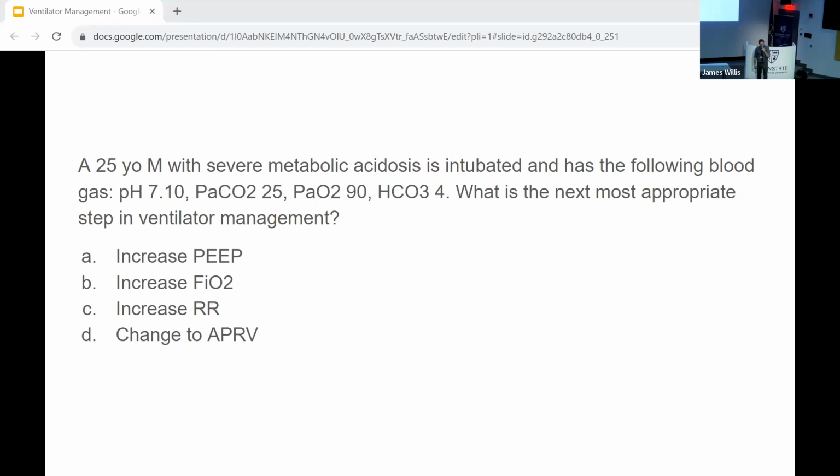Severe metabolic acidosis. So you have a problem, you intubated, you're picking up on the problem, you're assessing it, and you're coming up with a plan to fix the problem. Not to normalize, but to address it, right?